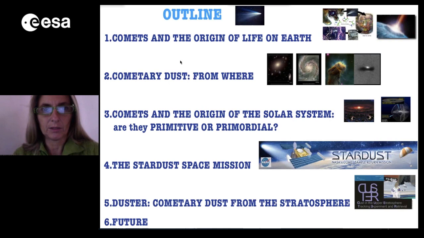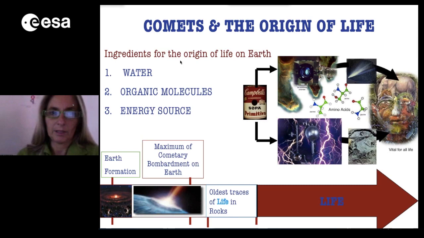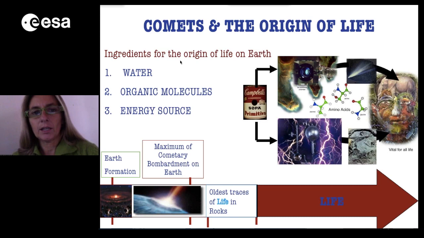We know that for the origin of life, there are three ingredients that had to be there when life started on Earth. These are water, organic molecules, and an energy source. With these three ingredients, one can go from the starting ingredients to life, following the experiment performed by Miller, that considered all three ingredients being on the Earth when everything started.